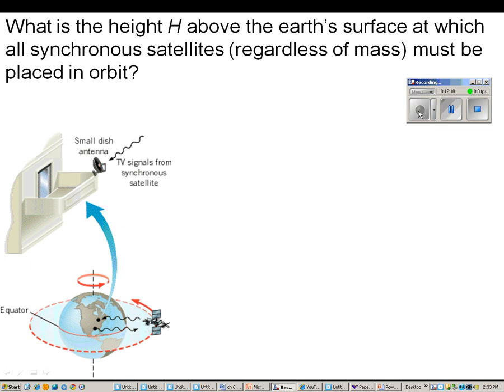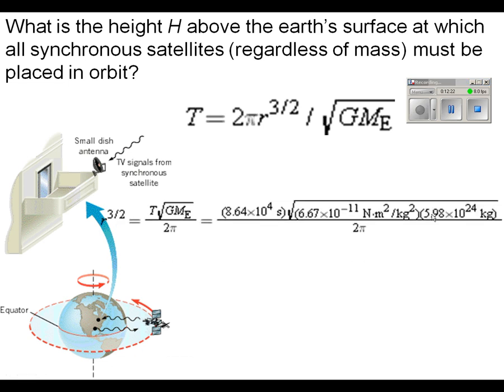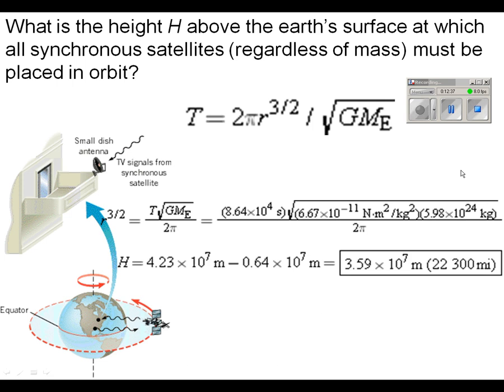All right, so to solve this problem, pause the video and see if you can come up with the answer. It's pretty straightforward, just using the equation. The equation we use is this one from before. We go ahead and plug in our values from the problem here, and the mass of the Earth we had to go find in a textbook. It's not in the problem, but we can go find that. And the answer that you should come up with is 3.59 times 10 to the 7th meters, 22,300 meters above the Earth's surface.